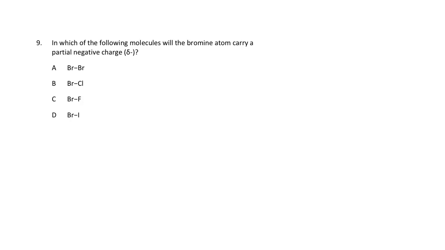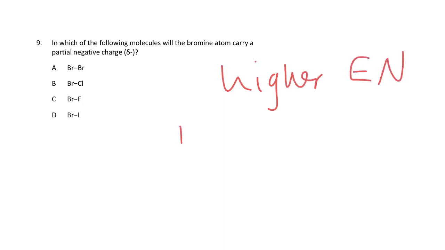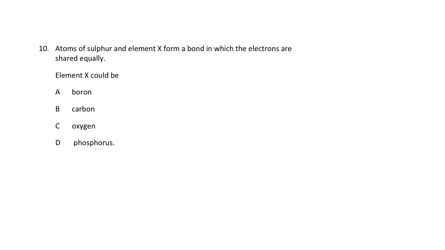In which of the following molecules will bromine carry negative charge? Well, for bromine to be slightly negative, it needs to have a higher electronegativity than one of the other elements there. So bromine electronegativity is 2.8. The only one it will be higher than is bromine with an electronegativity of 2.6. Atoms of sulfur and element X form a bond in which the electrons are shared equally. So again, we need the same electronegativity. And sulfur electronegativity is 2.5, and that's a match with carbon.